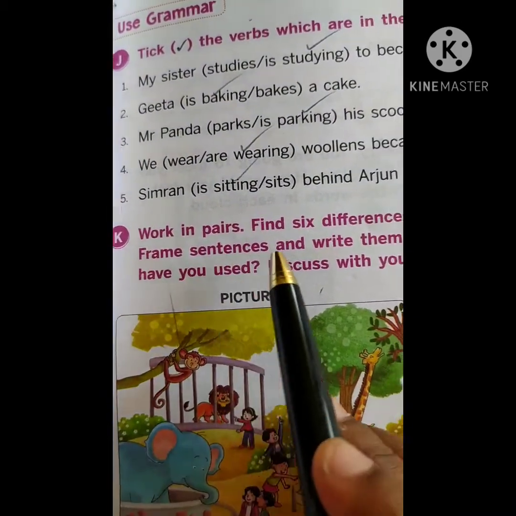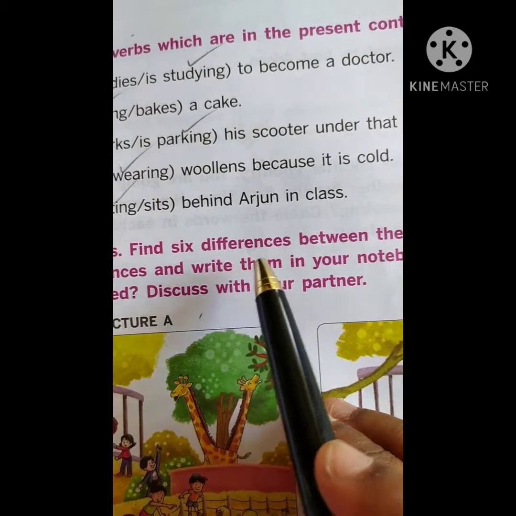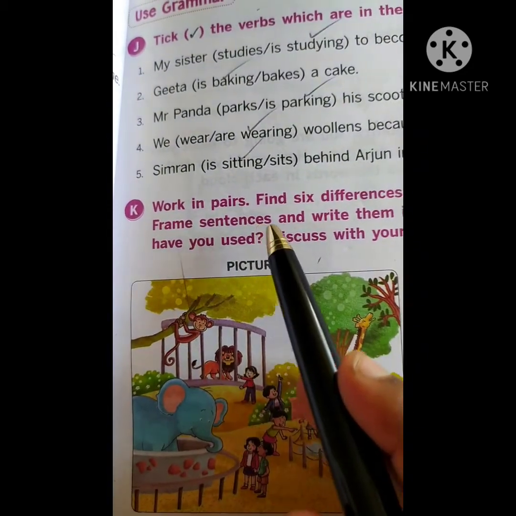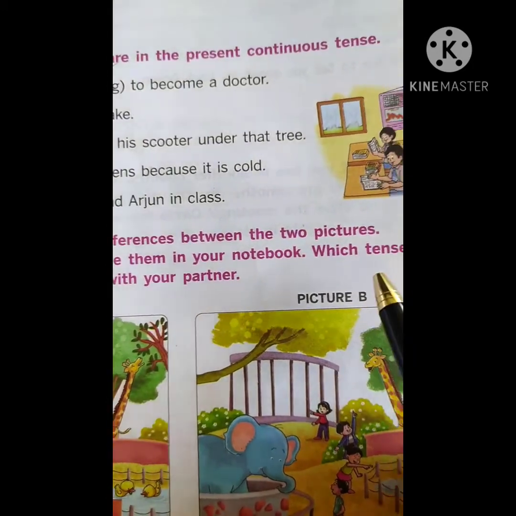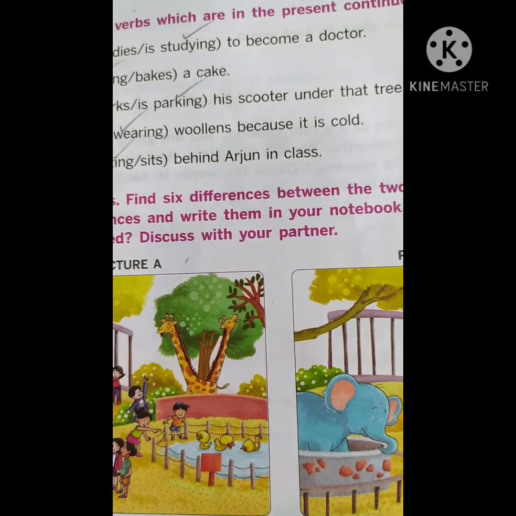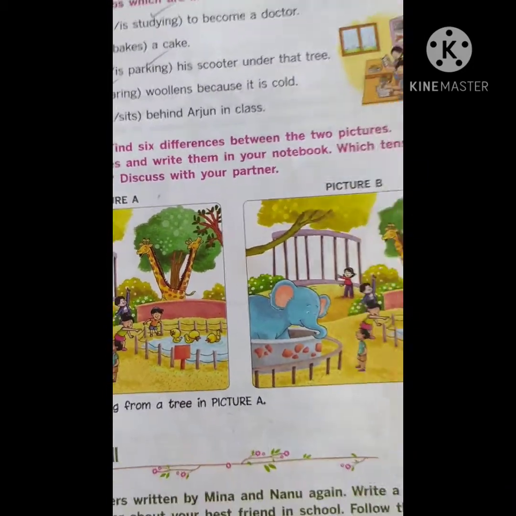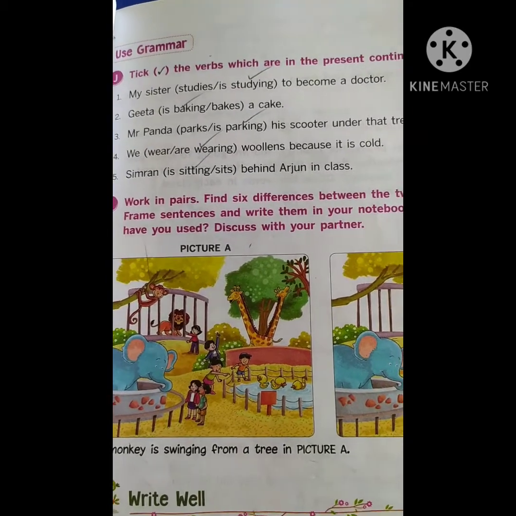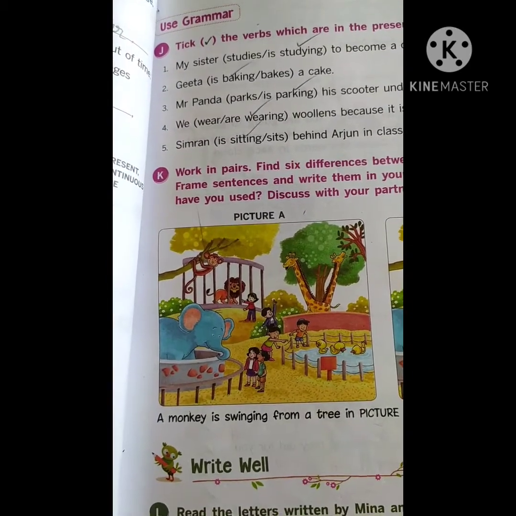This is the K bit. Work in pairs. Find 6 differences between the 2 pictures. Frame sentences and write them in your notebook. Which tense have you used? Discuss with your partner. Okay children, this you have to do. Please take a notebook, any notebook you have. This is homework children. Please write this homework.